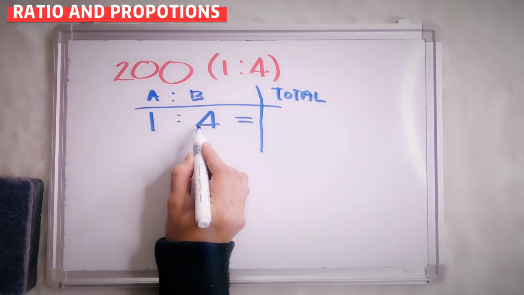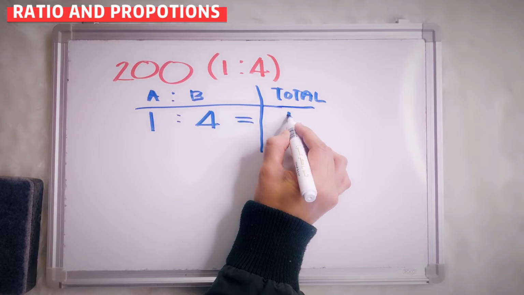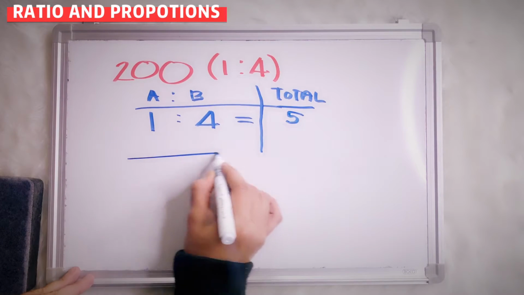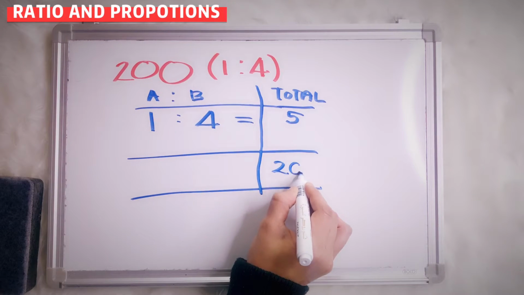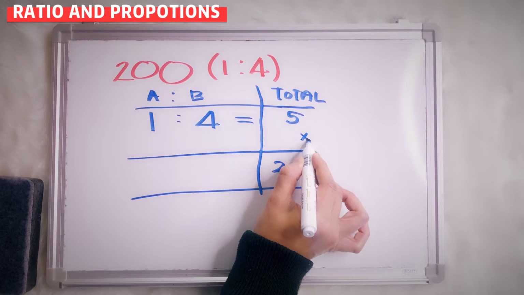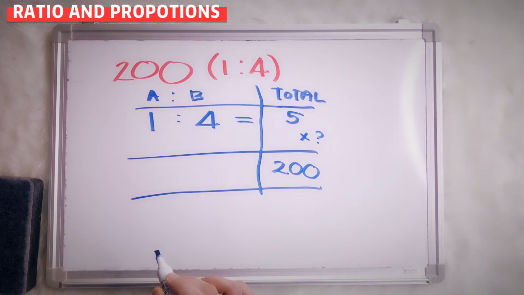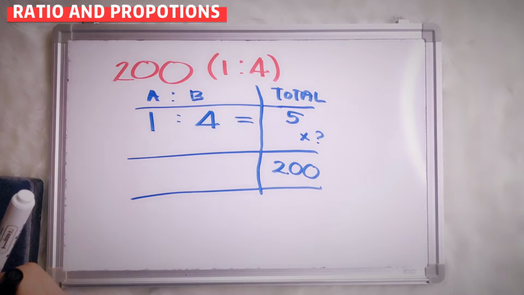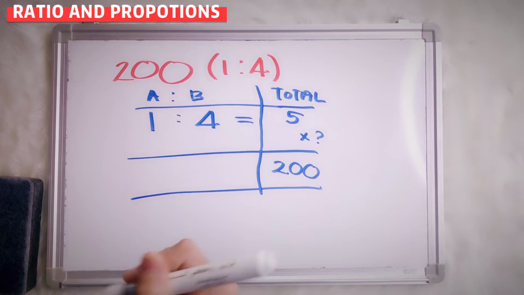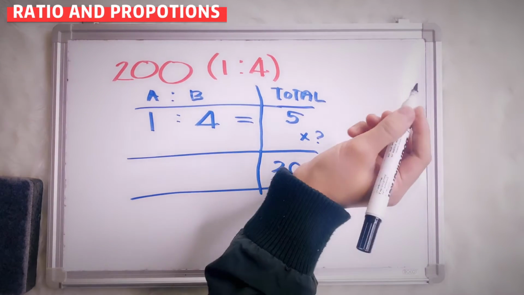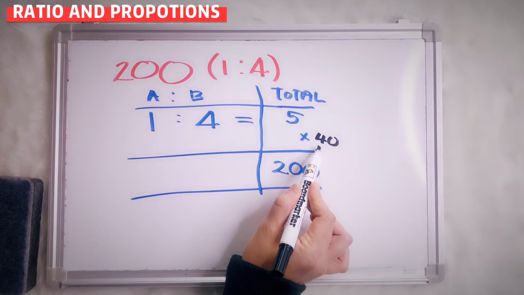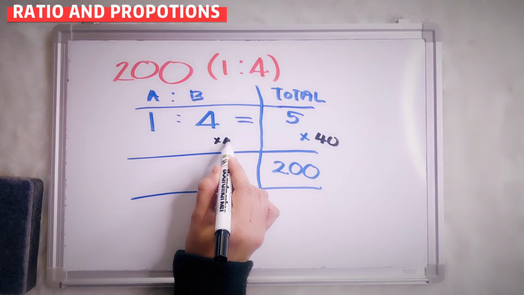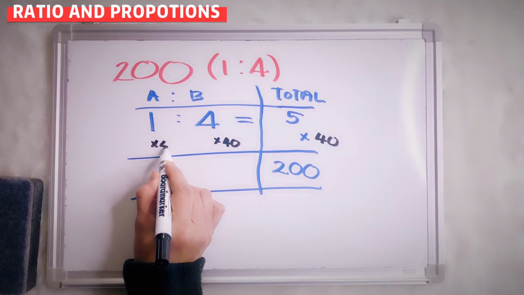okay? So 1 plus 4, you will have here 5, alright? But you already have here 200. Now, 5 times what equals to 200? Okay, so definitely here is 40. Okay, if here is 40, so here also you must times 40.